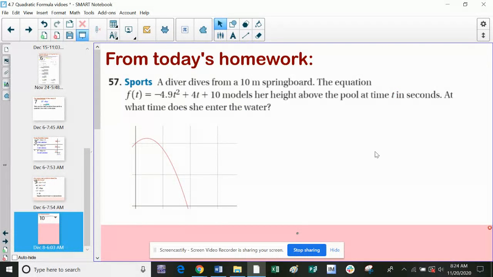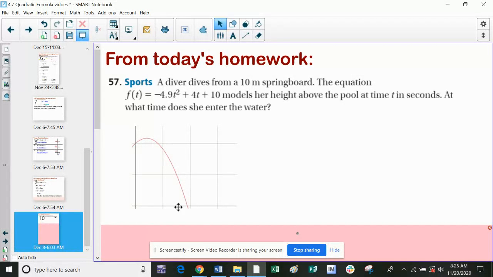I want to do another word problem with you folks before I let you go here. In our quiz over the first part of chapter 4, we talked about a diver going off a springboard. So let's do another springboard one. So a diver dives from a 10-meter springboard. The equation given now is slightly different than the one that I had in the quiz. So negative 4.9 t squared plus 4t plus 10. So the diver starts at a certain height. We're going to say 10 meters because that's what that is right there. We'll go up a little bit and then go down into the water.